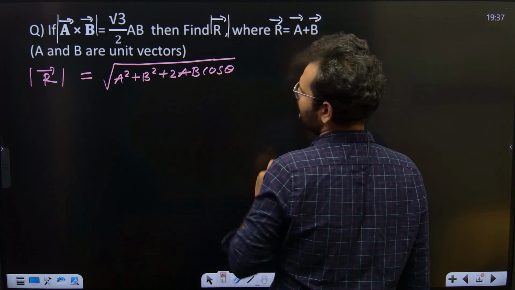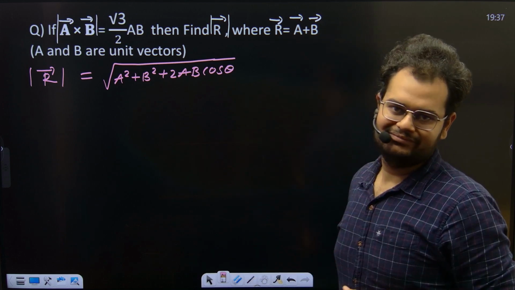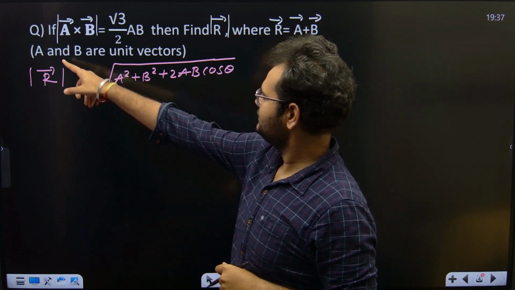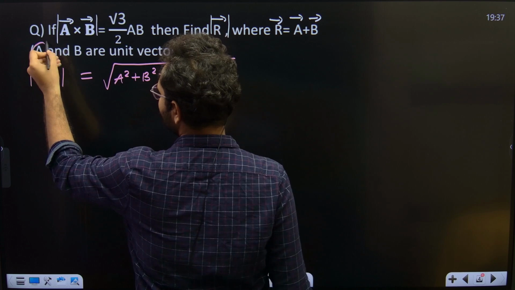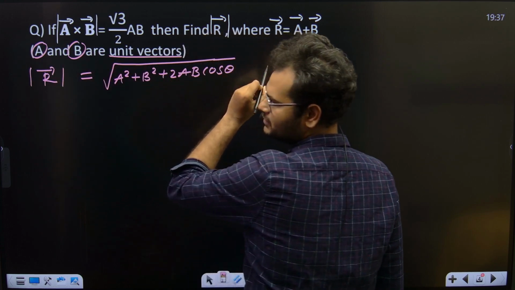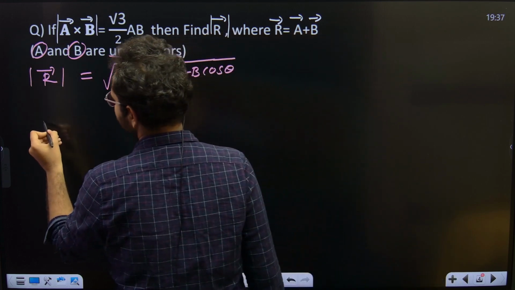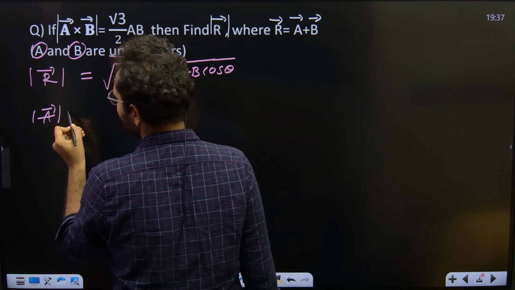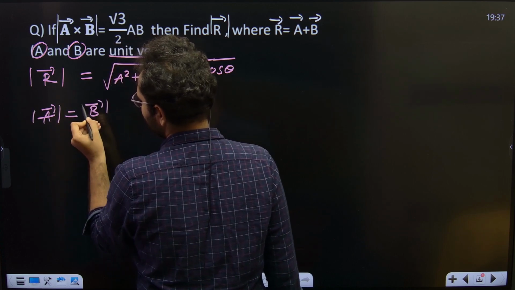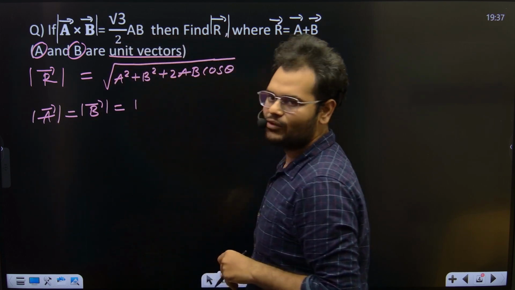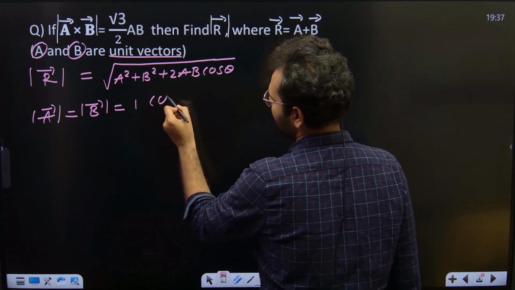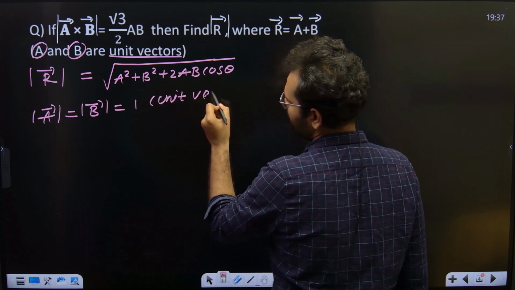Very good. Do we know magnitude of A and B? Yes, we know that. Why? Because they are what? They are unit vectors. So if they are unit vectors, can I say that magnitude of A is equal to magnitude of B is equal to 1, because they are what? Unit vectors. So we will write here unit vectors.